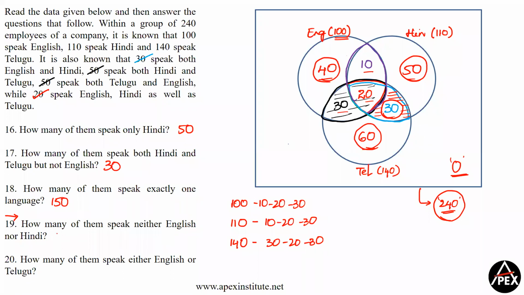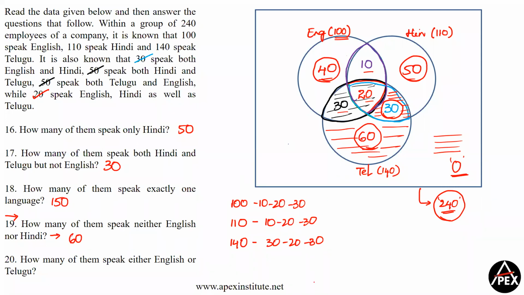So how many of them speak neither English nor Hindi? I can also rephrase this question as how many of them speak only Telugu, isn't it? Or you need to find the region which is not common to English as well as Hindi. The only region which is not common to English and Hindi is this region and the outer region. The outer region is 0 and here it is 60. So the answer is 60. So 60 employees do not speak English as well as Hindi.